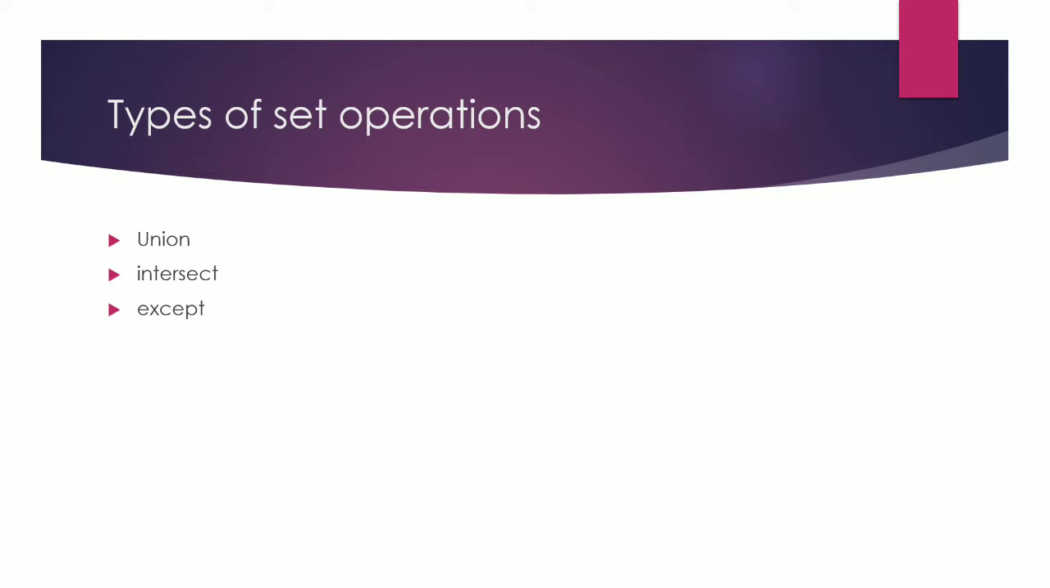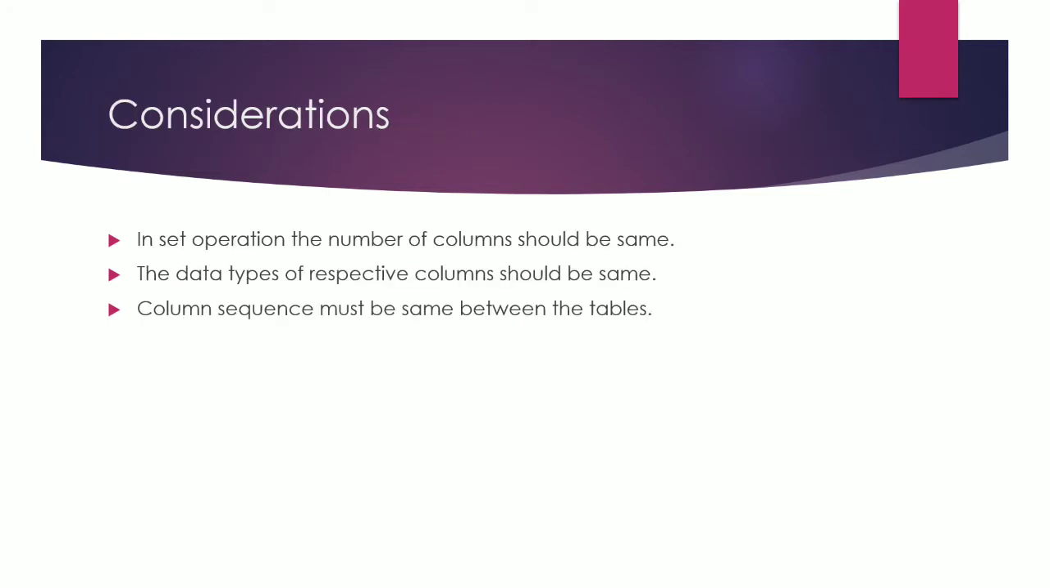We'll go into detail about these operations, but before that, we first jump onto the considerations before doing set operations. Whenever you are trying to pull data from two tables and apply set operations, you have to make sure that the number of columns between the tables should be the same. We'll explain this in our demo as well, how we have to use that. And then the data types of the respective columns should be the same, and column sequences must be the same if you are comparing more than one column.